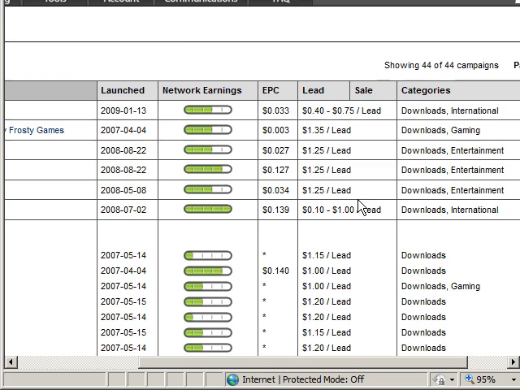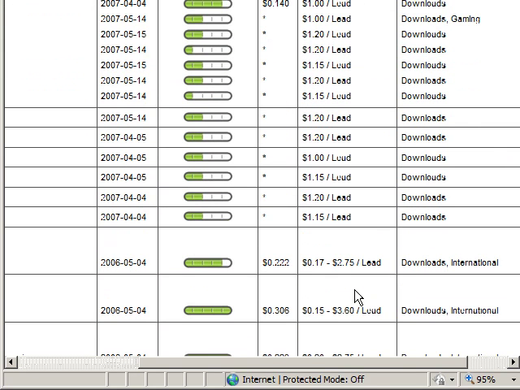And they also have sales, where you send prospects to a page and you get paid when a prospect buys the product, that would be a sale. But one thing I do is I try to stick with the ones with the leads because they are generally a lot simpler.